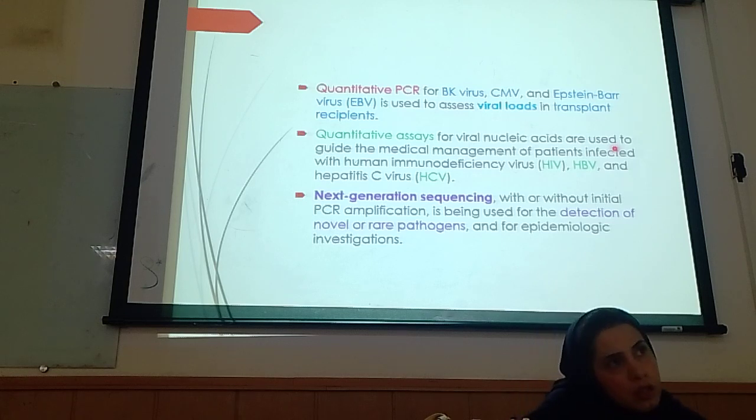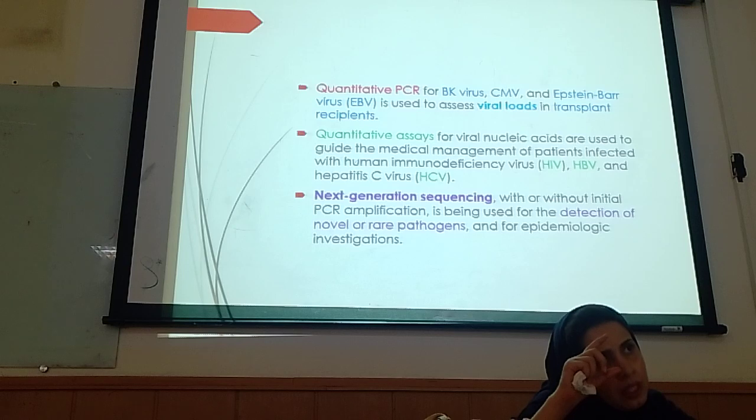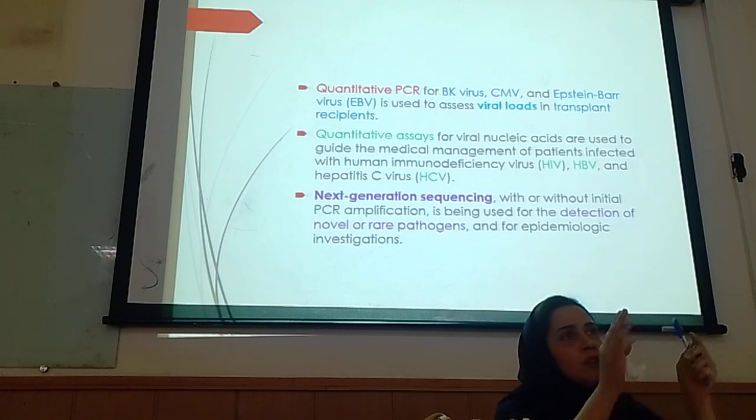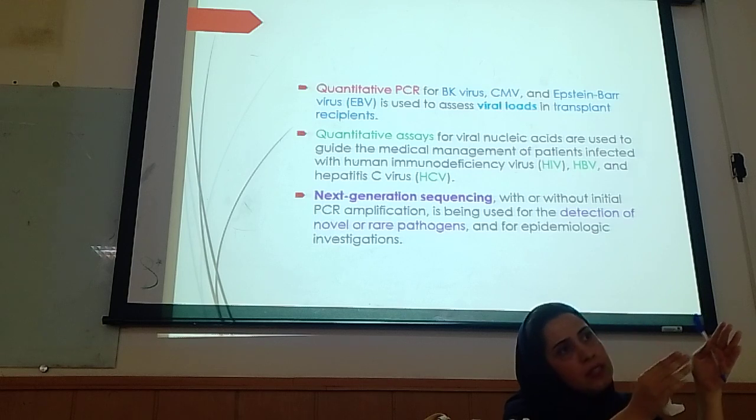In PCR, we just amplify the quantity. So we can say how much virus there is in the PCR. By real-time PCR, there's a method, you know, we have conventional PCR or real-time PCR. Real-time PCR can tell us the amount of the viral load. In PCR, we amplify it and then we detect it.